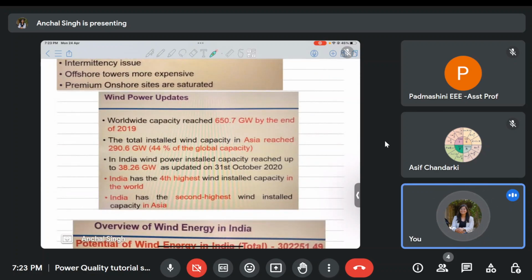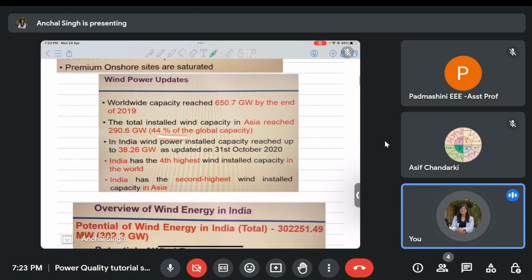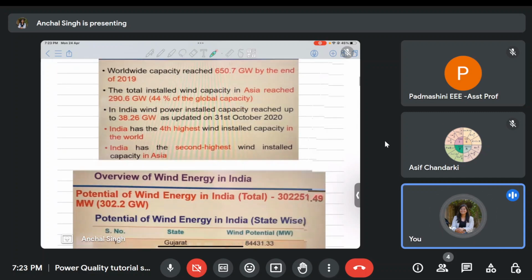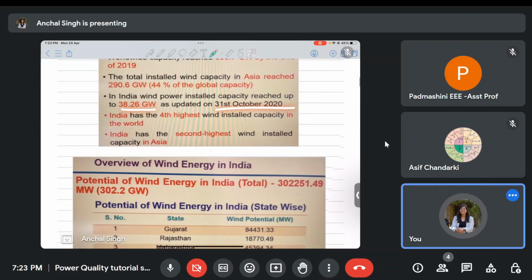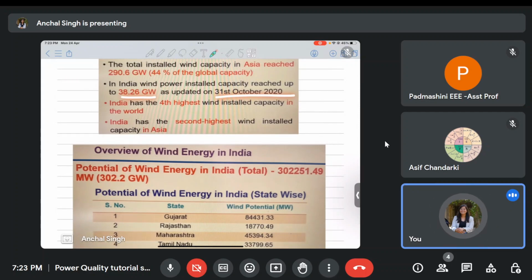If you look at some of the statistics of the wind power sector, the overall world capacity for wind power is 650 gigawatts. Total installed wind capacity in Asia itself is 290 gigawatts, which is 44% of the global capacity, which is very high. As of 31st October 2020, India has installed 38 gigawatts already, and India has the fourth highest installed wind capacity in the world.